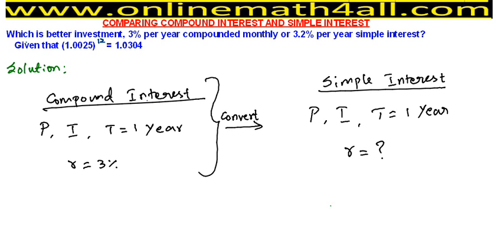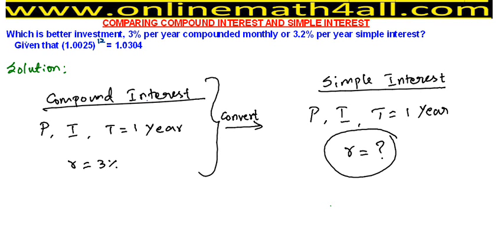Now we are in the position to find the rate of interest in simple interest. This rate of interest in simple interest is called the effective rate of interest. Students, please listen to me carefully. The effective rate of interest is nothing but the rate of interest used in simple interest for the same principal, interest, and time duration which we have in compound interest. Do remember this.